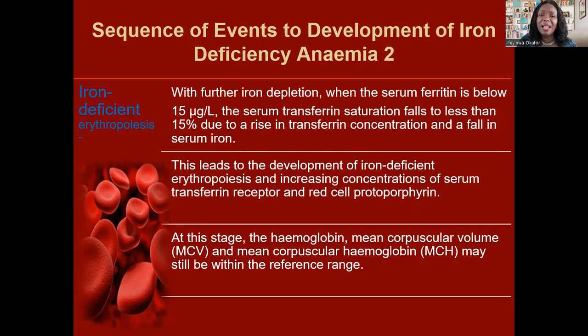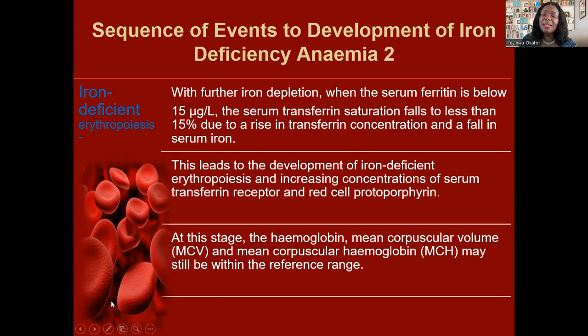At this level, the serum ferritin is already below the normal range, and then the transferrin saturation with iron is reduced, and transferrin concentration also increases. This leads to the development of iron deficient erythropoiesis, and increasing concentration of serum transferrin receptor and red cell protoporphyrin.